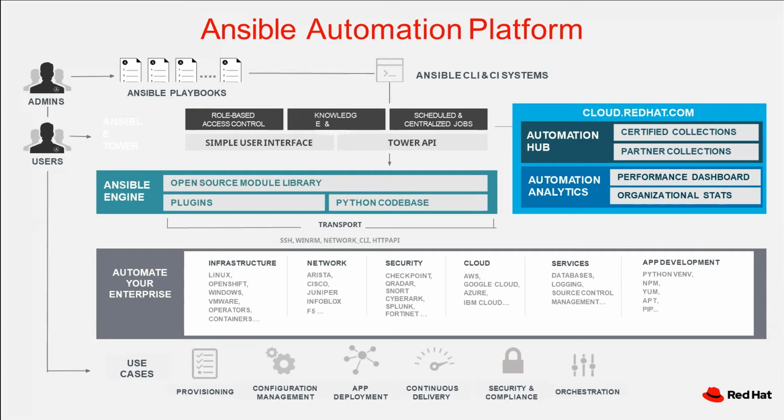So towards the middle, we have the Ansible Engine, and then we have Ansible Tower right above that. So Ansible Tower plugs into the Ansible Engine and uses that as the workhorse, so to speak. And then I also mentioned before the Automation Hub at cloud.redhat.com. So this is where we're going to get our certified collections and our partner collections that have been vetted by Red Hat developers and engineers, make sure they work, and then they're supported by Red Hat support.